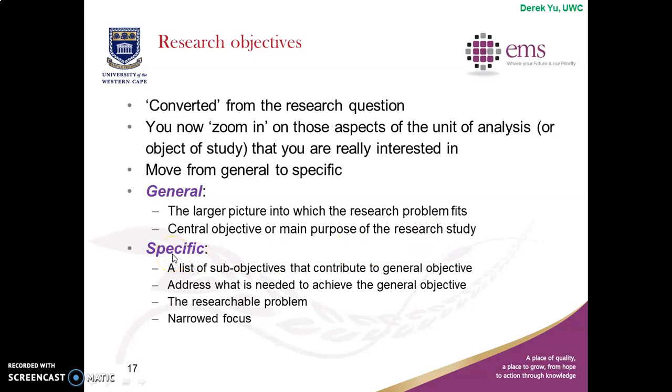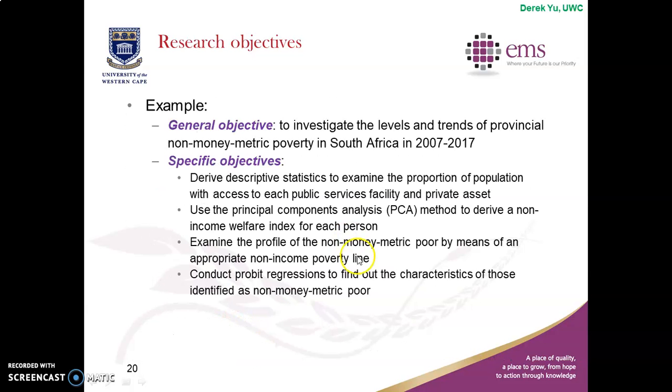And then for the specific research objective, there can be more than one. Actually, we need at least 2 specific research objectives. So it stands for the list of sub-objectives that contribute to the general or the broad objective. Okay, more narrow focus. And then if we go to slide number 20, I provide you with an example. If I go back to the non-money metric poverty by province topic. Okay, so this is an example of general research objective, broad objective, only one.